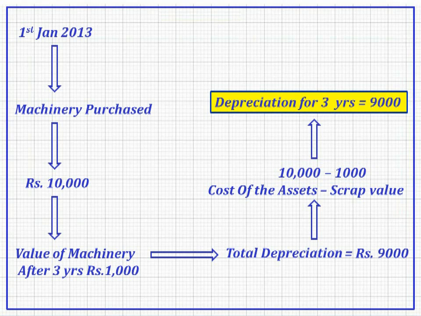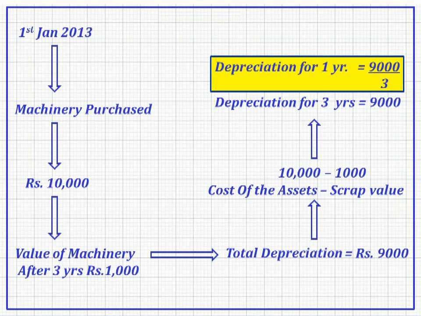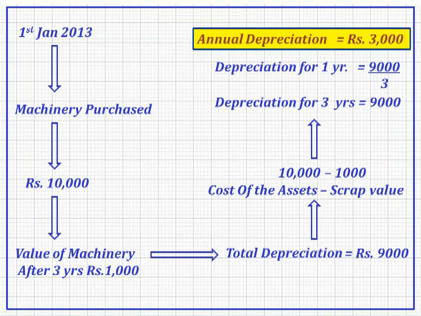We have to calculate annual depreciation. So depreciation for 3 years is equal to 9,000. So the depreciation of 1 year will be equal to 9,000 upon 3, that is 3,000. It means the annual depreciation on this machinery is Rs 3,000. So let's make the journal entries.